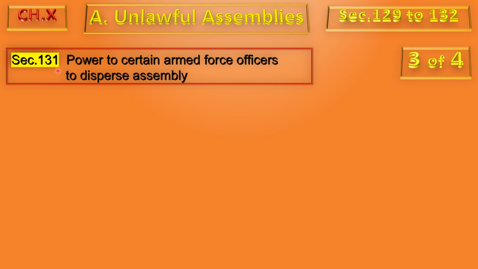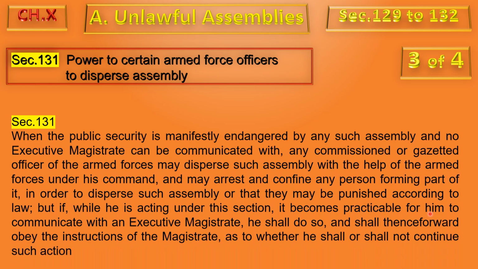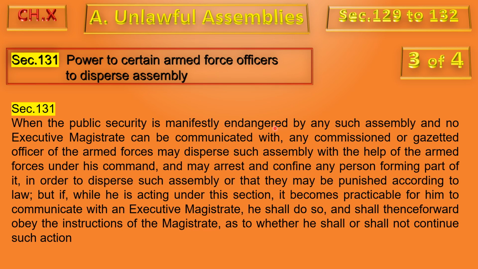Third part of unlawful assemblies is section 131, power of certain armed force officers. Section 131 says when the public security is manifestly endangered by any such assembly and no executive magistrate can be communicated with, any commissioned or gazetted officer of the armed forces may disperse such assembly with the help of armed forces under his command and may arrest and confine any person forming part of it in order to disperse such assembly, or so that they may be punished according to law.